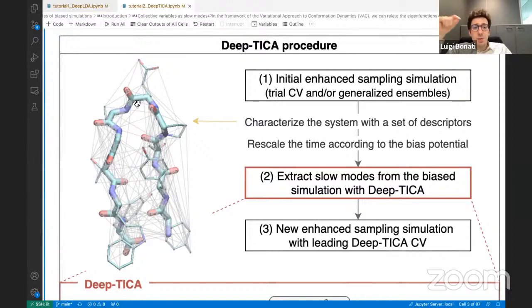We are always learning a nonlinear transformation of the inputs into some latent space, with the objective of finding the slowest decorrelating modes. What we see is that the results are very, very similar, either if we use 200 or all 5,000, because we are able to combine them. Of course, we combine them in a different but always nonlinear way.